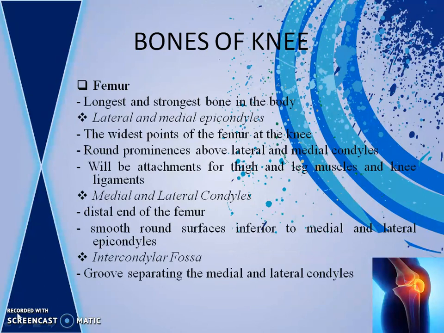Next one is the bones of the knee. The first bone is the femur. The femur or the thigh bone is the longest, heaviest, and strongest bone in the body. Its proximal end articulates with the acetabulum of the hip bone. Its distal end articulates with the tibia and patella. The body of the femur angles medially, and as a result, the knee joints are closer to the midline than the hip joints. This angle of the femoral shaft is greater in females because the female pelvis is broader.